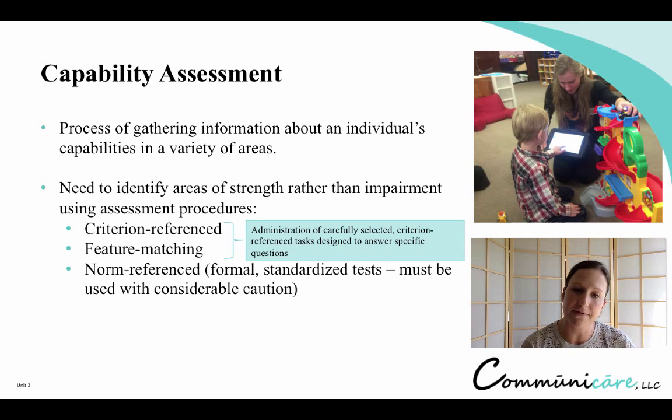And these are really carefully selected and designed to answer specific questions, whether it's about access or vocabulary. And often the individual serves as a point of comparison, or typical peers within their environment. So really it's not held in comparison to a norm, but rather looking at the individual themselves and using their strengths and areas of need as a guide.